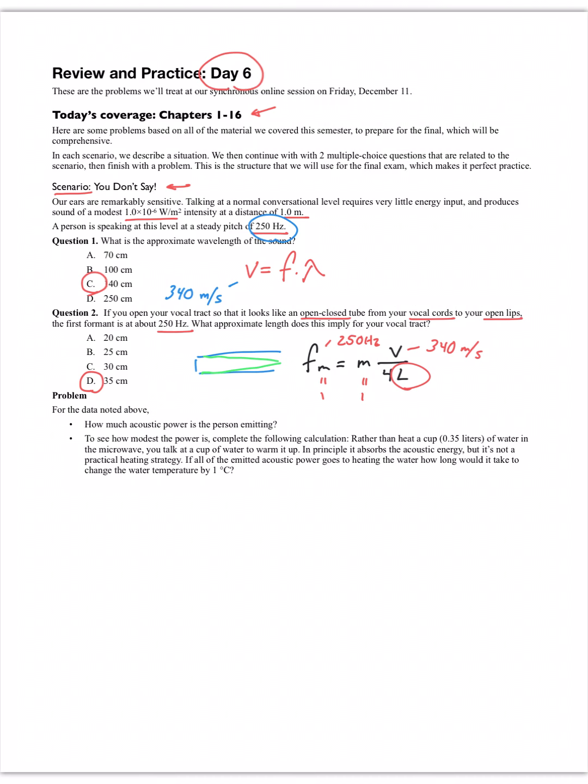Now for the problem, we're going to do some calculations with intensities and powers and all that kind of stuff. First question: how much acoustic power is the person emitting? And we expect that to be a small number. I mean, that's part of the problem statement. Talking at a normal conversational level requires very little energy input.